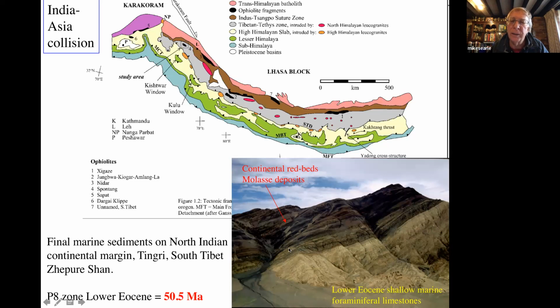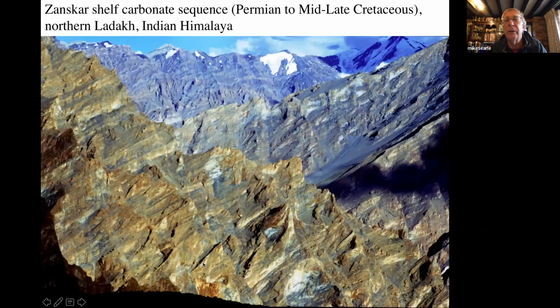So the final marine sediment is this band here, which contains fossils of planktonic foram zone 8, which is equivalent to 50.5 million years. And this is extremely well constrained paleontologically. So we know that by 50 million years, there was no more ocean left between India and Asia. The two plates had collided, and the rocks started to deform, folding and thrusting and crustal thickening.